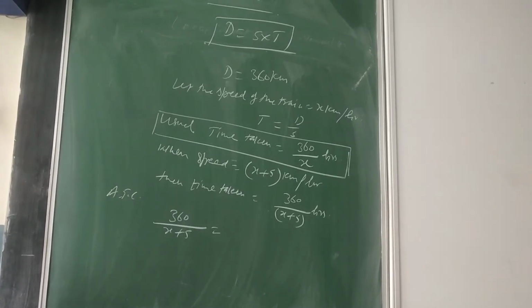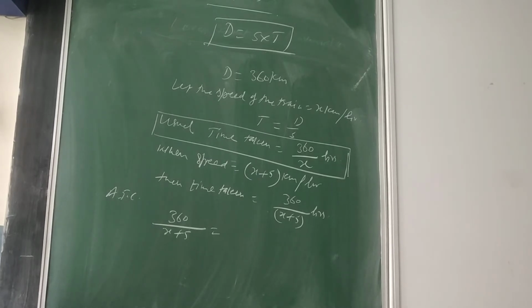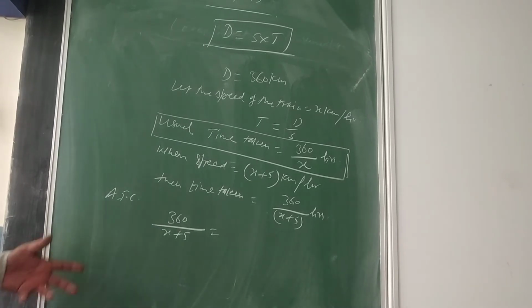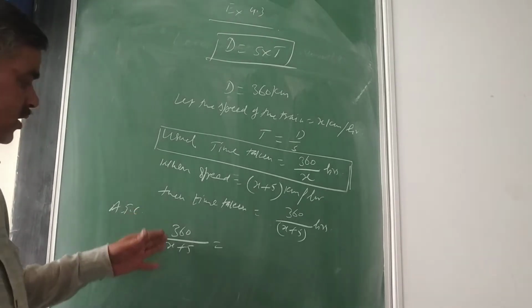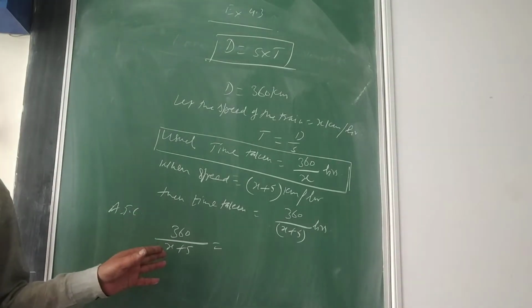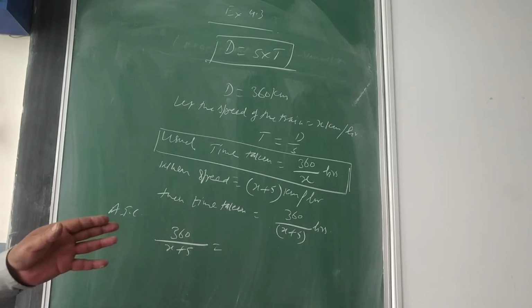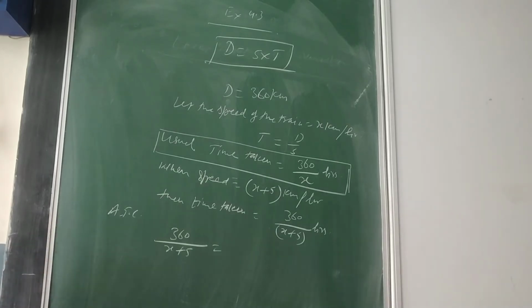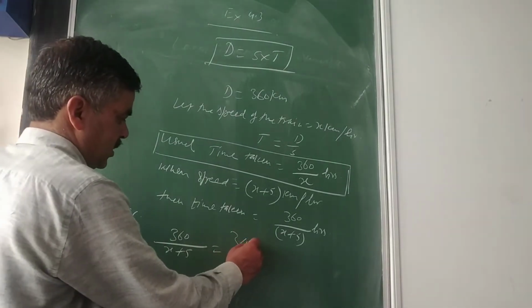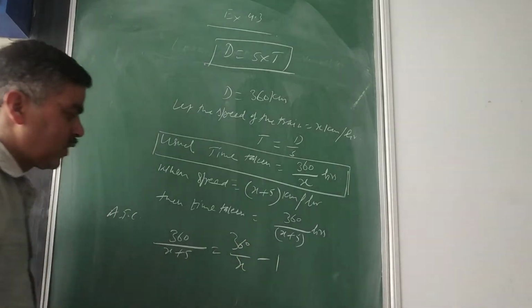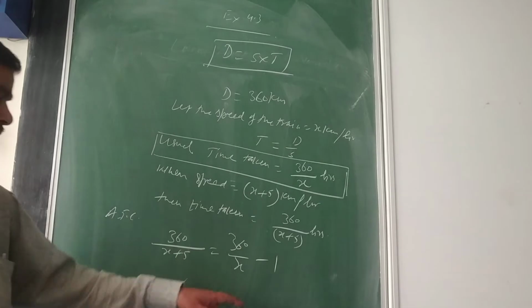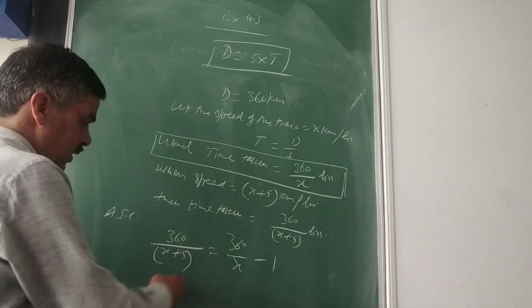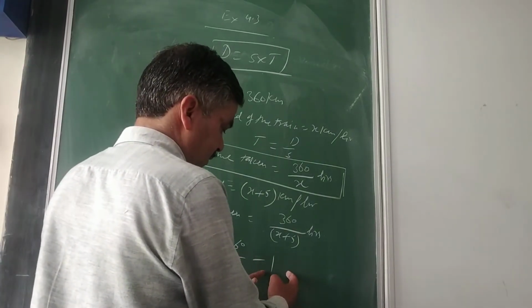So what you can do there is, directly also you can go for 360 upon x plus 5, then the equation will be equal to 360 upon x minus 1. Am I clear to you all? Because it is 1 hour less. Why? You have increased the speed here, so definitely the time will be less.